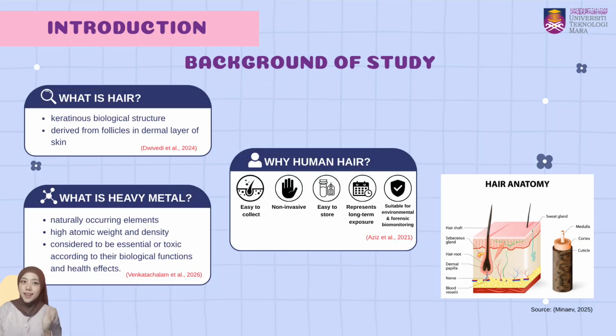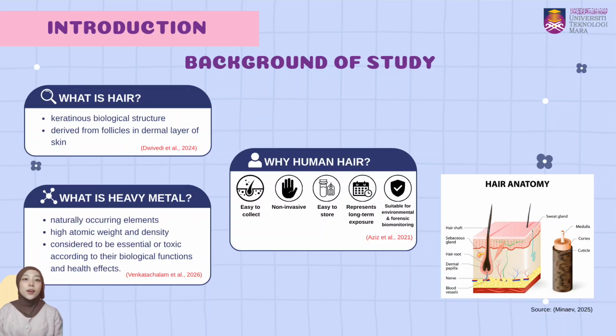So, what is hair? Hair is a keratin-rich biological structure produced by hair follicle. It has become an important biological sample because it can accumulate heavy metal during hair growth. Compared with blood and urine, hair is non-invasive, easy to collect and store, and reflects long-term exposure to heavy metals. Therefore, it is widely used in environmental monitoring and forensic investigations.